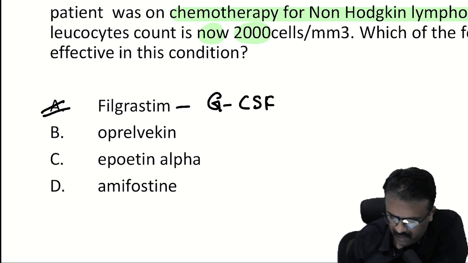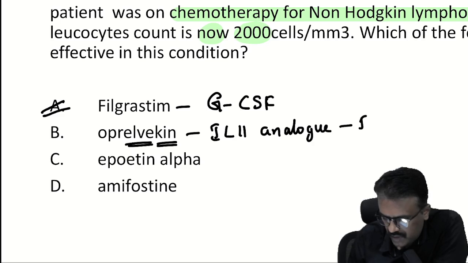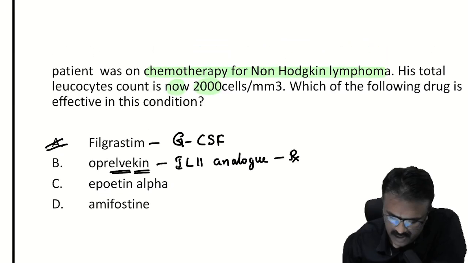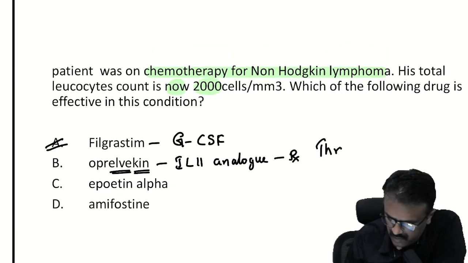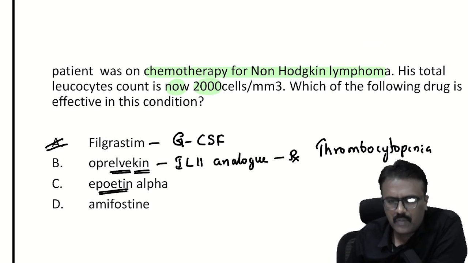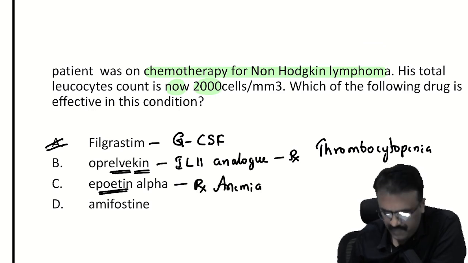Then we have oprelvekin. Kin means interleukin 11. So it's an interleukin 11 analog. And we use it to manage thrombocytopenia due to cancer drugs. Answer is not B. Answer is A. This is for thrombocytopenia due to anti-cancer drugs. Anything ending with poietin, it sounds like erythropoietin. It is to manage anemia. Anemia due to drugs or anemia due to CKD.